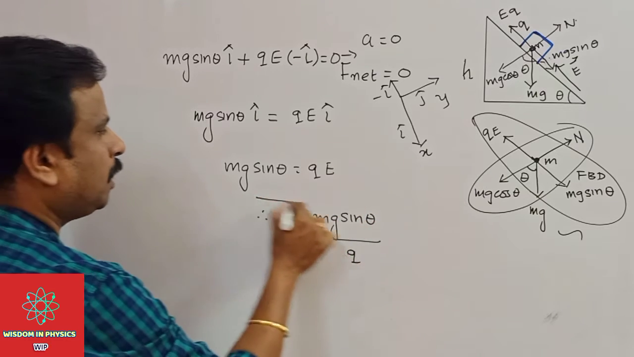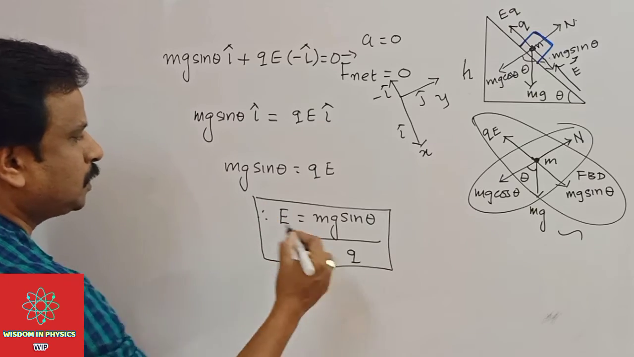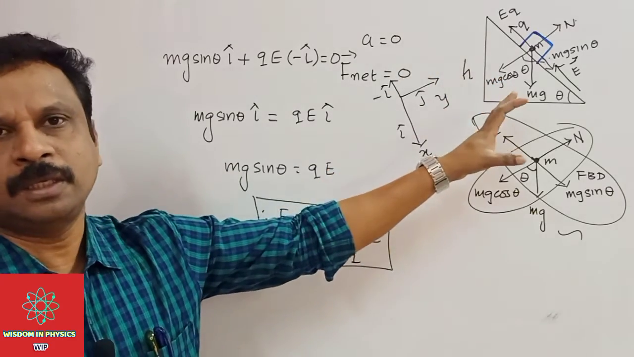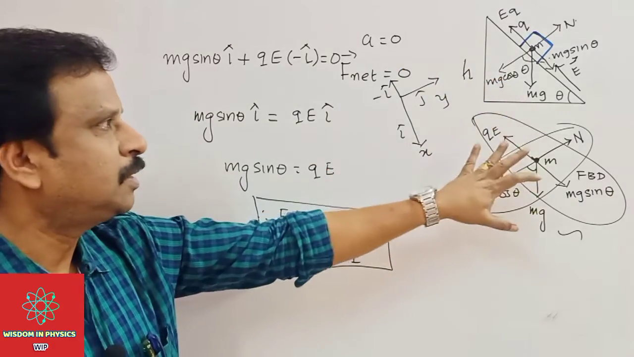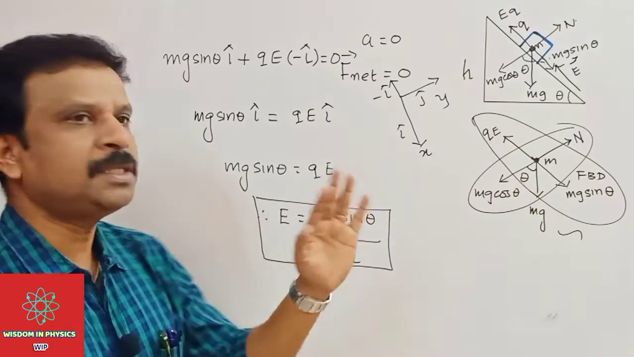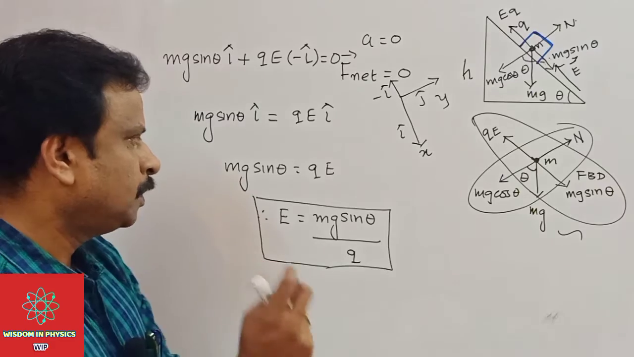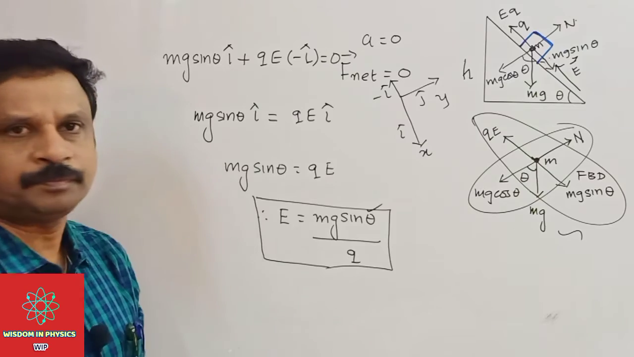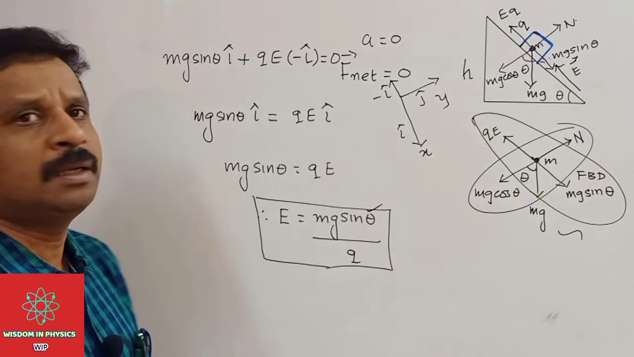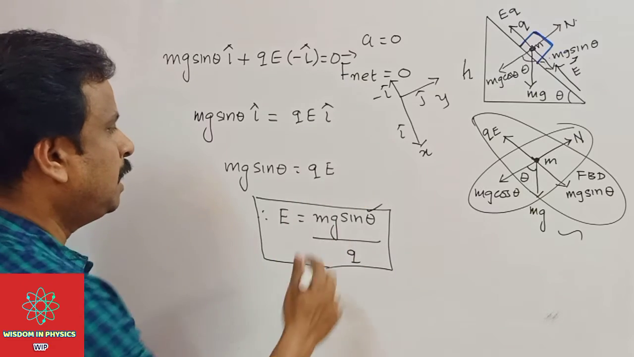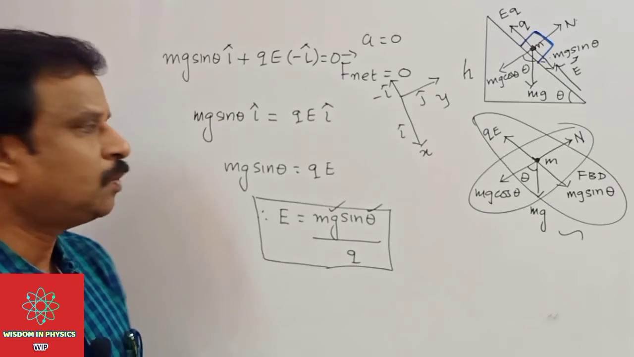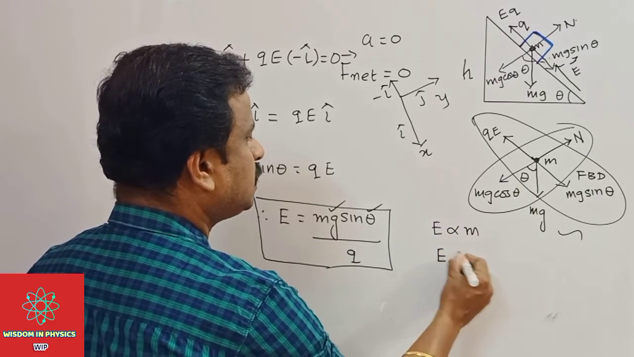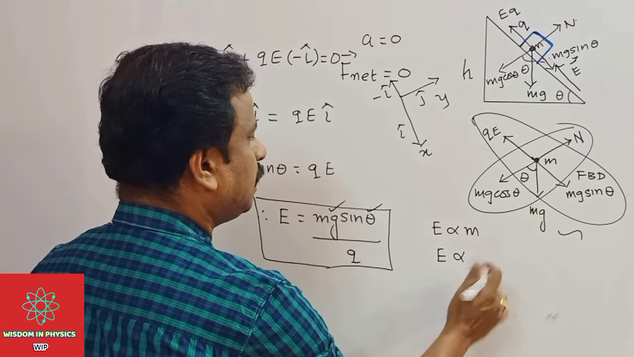This is the important result we are getting from the problem. The electric field applied in this system, where the system is kept at equilibrium, at rest, has a magnitude of simply mg sin theta divided by charge. So what are the things that are constant here? Sin theta is constant because theta is the angle of inclination. We are not changing the inclined plane, so we fix theta constant, and acceleration due to gravity g is also constant. So what can change? E is directly proportional to mass and E is inversely proportional to charge. These are the changes that can take place.